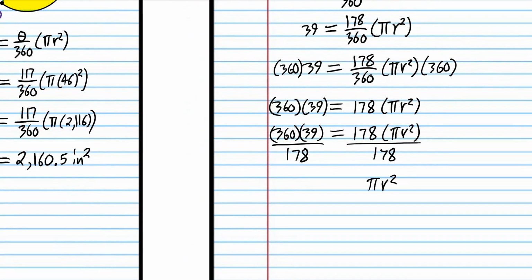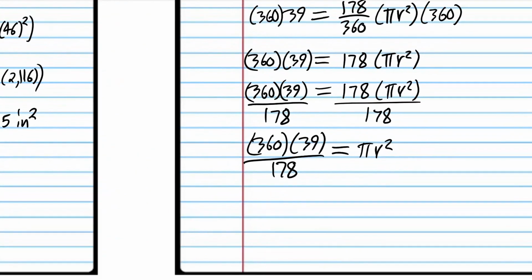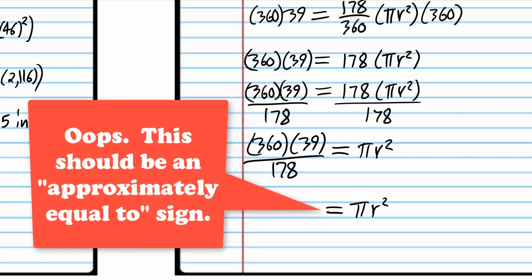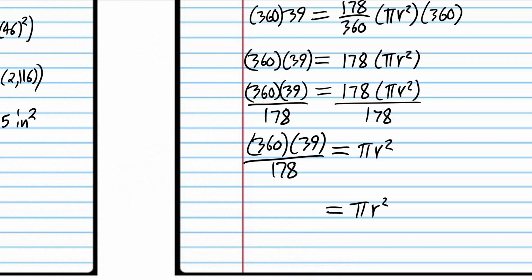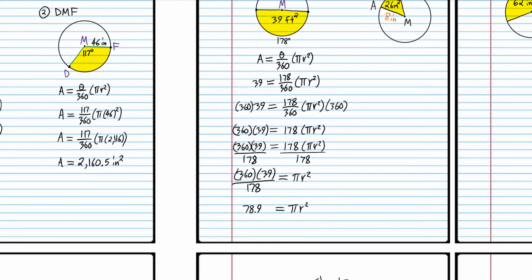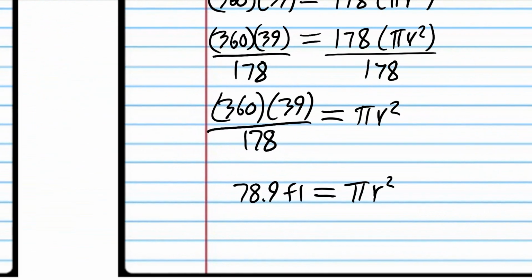So pi r squared is exactly equal to whatever 360 times 39 divided by 178 is. And that's the area of the circle. That's what we're looking for. So in your calculator, we do 360 times 39 equals, divided by 178 equals. And we get 78.9. And this is area, so we need area. Area is in feet squared.